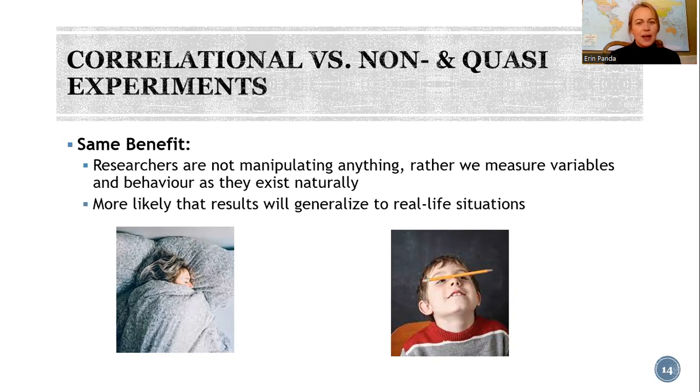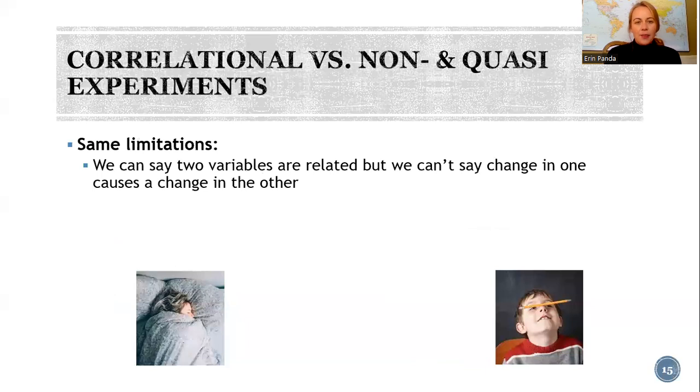So we're not having people come into a lab and try to fall asleep in a very artificial controlled setting. We're instead asking people, how do you tend to sleep in an average night? So this is a good thing because we're more likely to get results that will generalize to the real world. The downside is that these two designs have the same limitation.